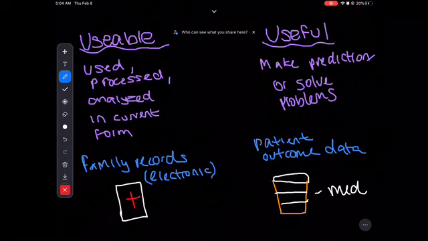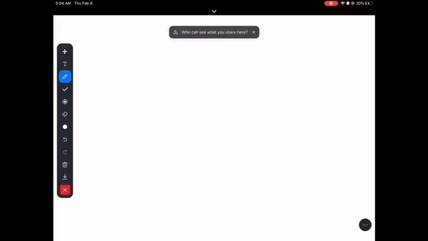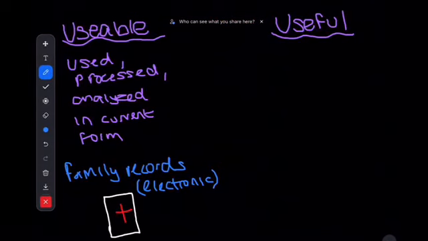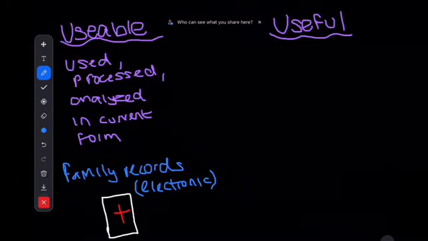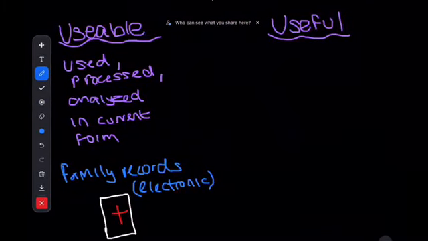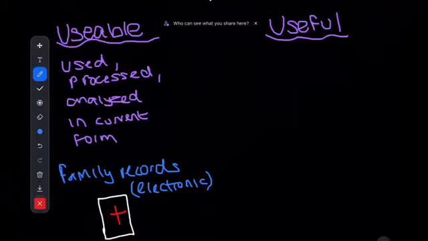Okay. Now, the stuff that can be classified as usable are obviously unusable data, okay? Keep that in mind. And then the stuff that can be classified as useful is useless. Good job. Okay, you got this.